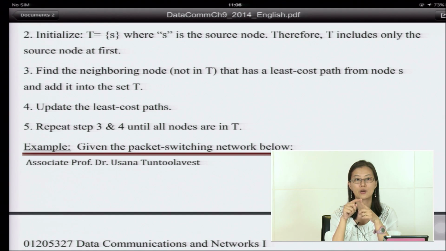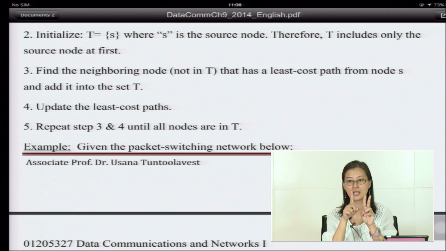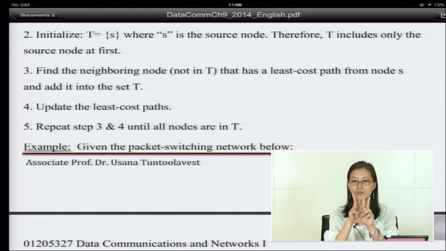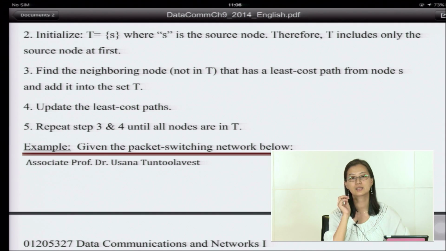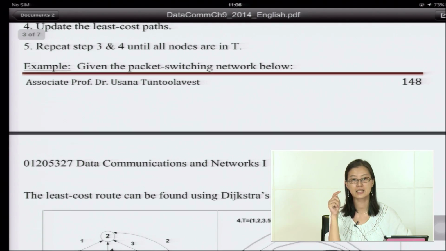Then step 4, you update the least cost path. So you update the path cost for that part. And then you repeat steps 3 and 4. So now you have two nodes inside of the set T. Then you add the third node, and then the fourth node and the fifth node. Every time that you add, you update the least cost path, until all nodes are in the set T.